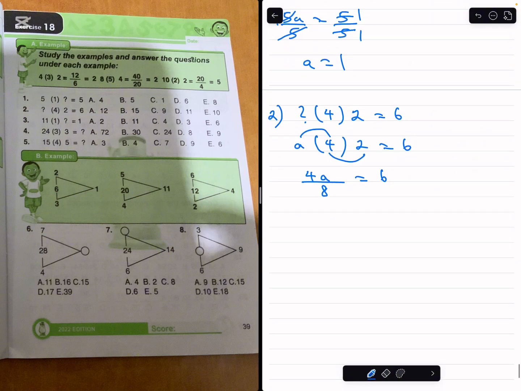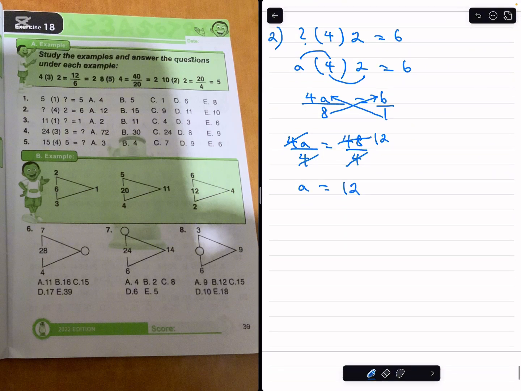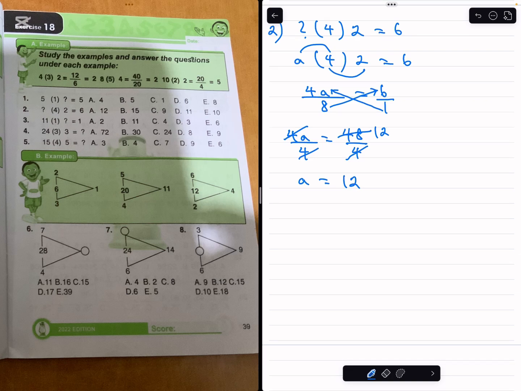Now what do you now do to get A? This is 6 over 1. You do cross multiplication. This one will multiply this one, and this one will multiply this one. So 4A times 1 is 4A. 8 times 6 is 48. And now you can divide through by 4 to get A, which simply means 4 cancels 4. 4 here 1, 4 here 12. And that means A is equal to 12. So the missing number in the second one is 12. That means the answer to number 2 is, the missing number is 12.